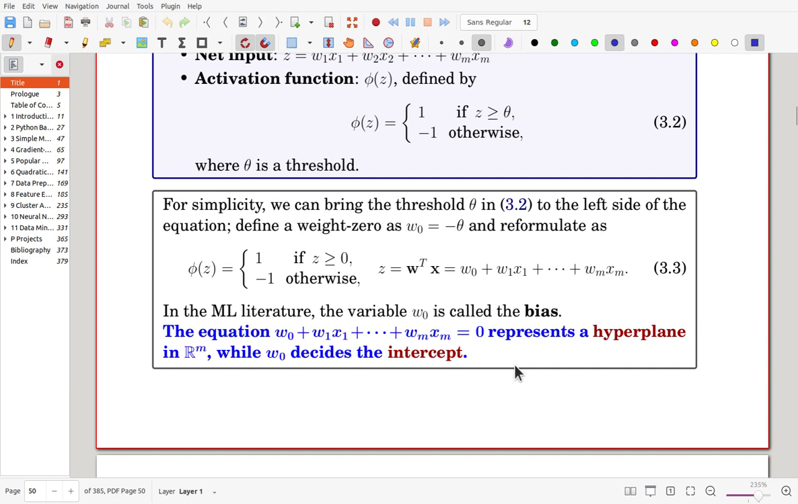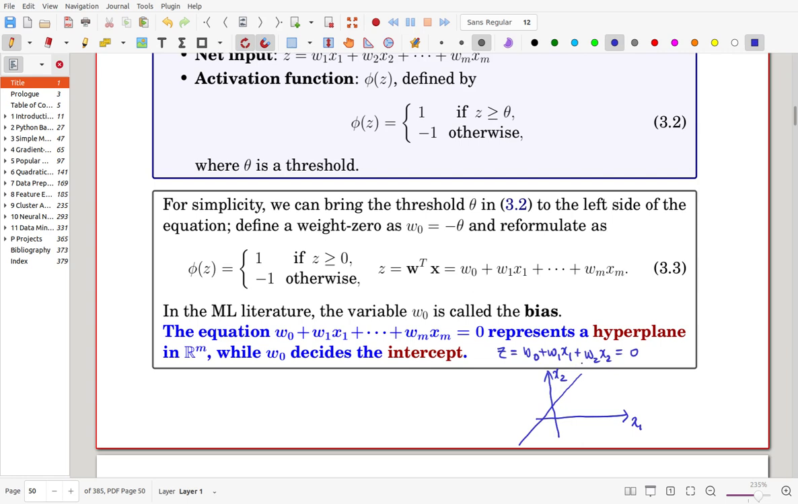The equation Z equals 0 represents a hyperplane in Rm, while W0 decides the intercept. Okay, we can understand it clearly when we consider the case m equals 2. Net input Z equals W0 plus W1 x1 plus W2 x2 equals 0. If we make coordinate axes, that is the x1 axis and the x2 axis, W1 and W2 will decide the slope of the line. Anyway, this is a line in two-dimensional space. And W0 will decide the intercept, so that here the line can be made in this way.